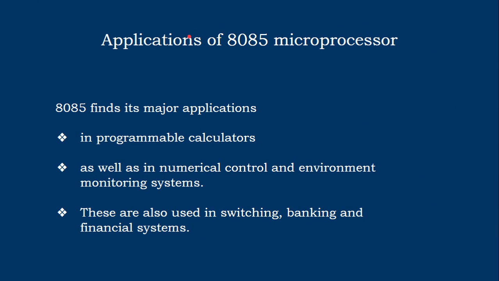The applications of microprocessors are: they are used in programmable calculators as well as in numerical control and environment monitoring systems. When you are monitoring a system, we can monitor the temperature or the pressure, any measurement can be done, and those can be controlled by the monitoring system. In those systems they are using the microprocessor.